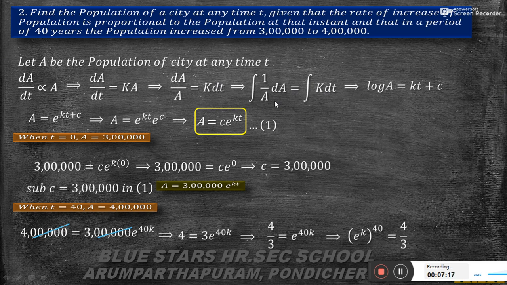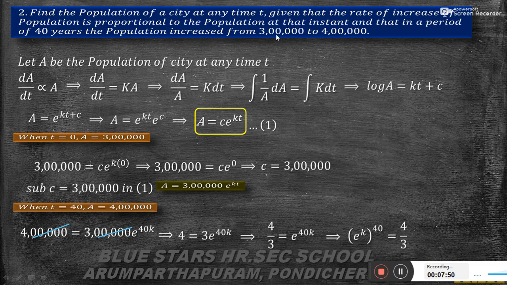The integration of 1 by A is log A, so log A equals k times the integration of dt, which is t, so kt plus c. In the next step I take the exponential: e power log A equals e power kt plus c. The e and log cancel, so A equals e power kt plus c, which is e power kt times e power c. So A equals C into e power kt. This is equation number 1.